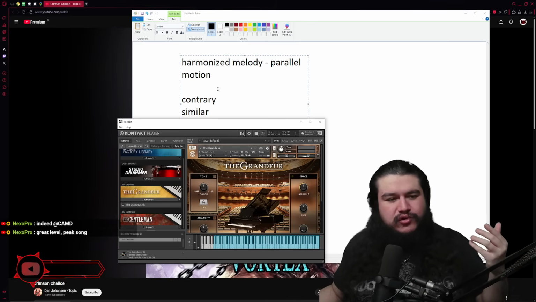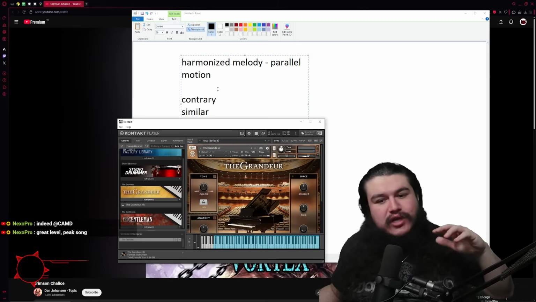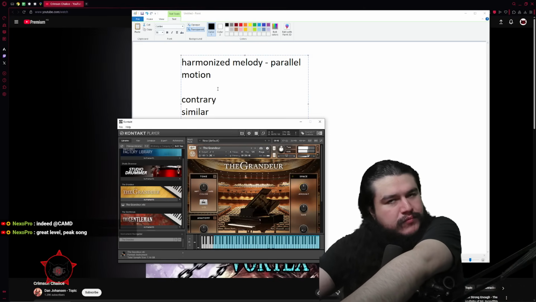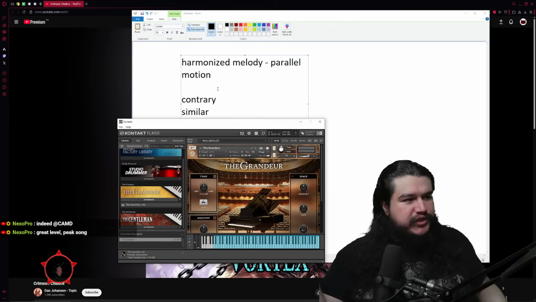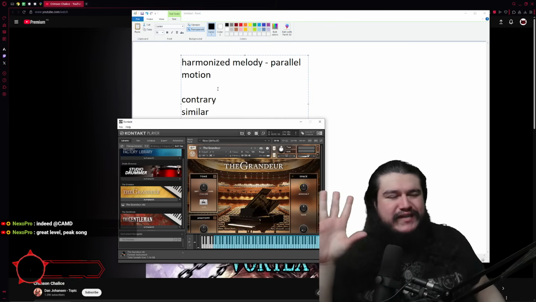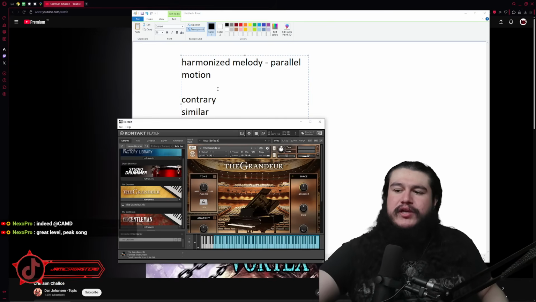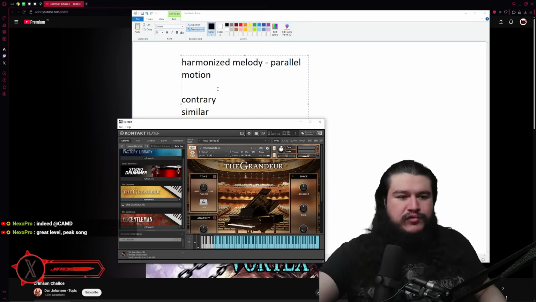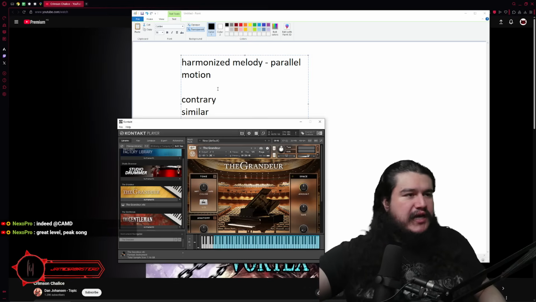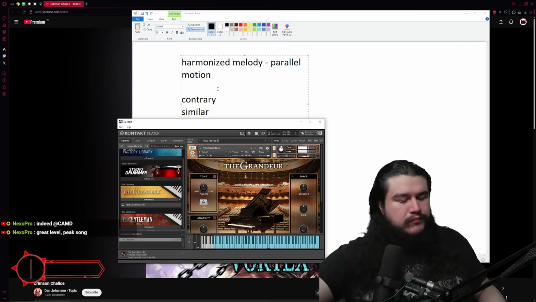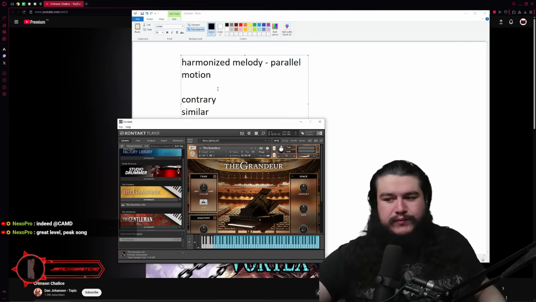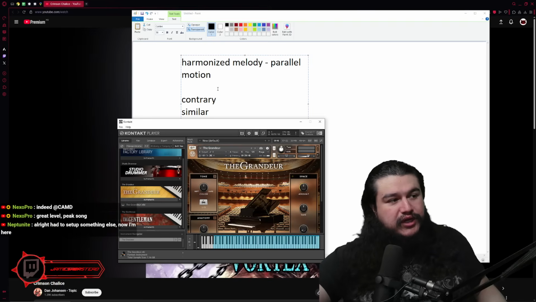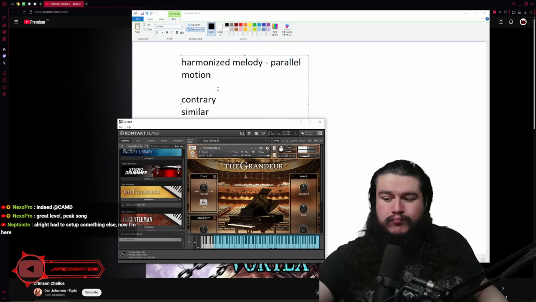Contrary motion, of course, means one goes one way, the other one goes another way, the opposite way. And then parallel motion, which we more informally call a harmonized melody, is when you have two melodies that are playing the exact same shape, just from different starting points, playing at the same time. So here we have this one, for example. We play then a second one in a different spot. Play them together and we get the harmonized melody.